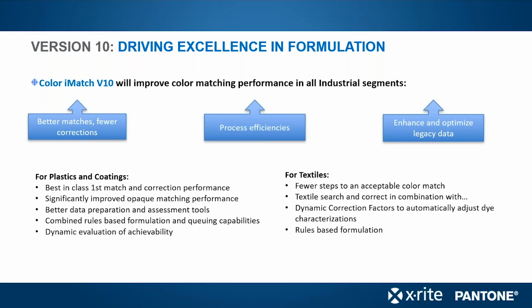And on textiles, a similar thing. Again, fewer steps to an acceptable match. We have search and correct capabilities combined with a new feature that we call dynamic correction factors to automatically adjust dye characterizations. We'll talk about that in more detail. And then again, the rules-based formulation that we have in all segments of the product.